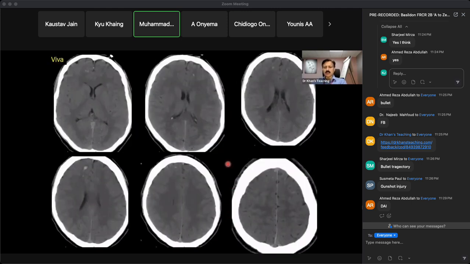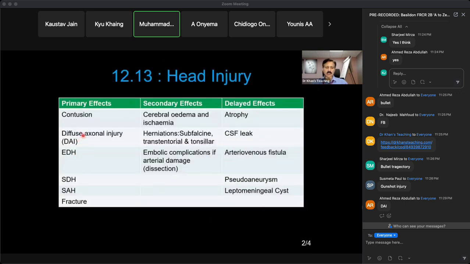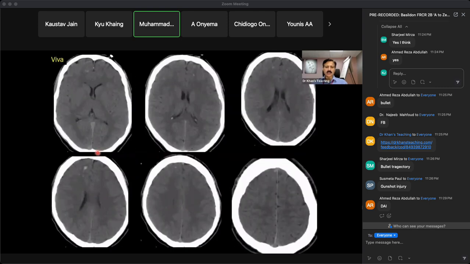In diffuse axonal injury, please remember it is one of the primary brain injuries. You remember this chart: contusion, diffuse axonal injury. These are the only primary parenchymal injuries. In diffuse axonal injuries, the eye sees what the mind knows. What will happen? This is a shearing injury. What is the location? The location is the gray-white matter junction. Then there is the internal capsule, then the corpus callosum, and the midbrain.